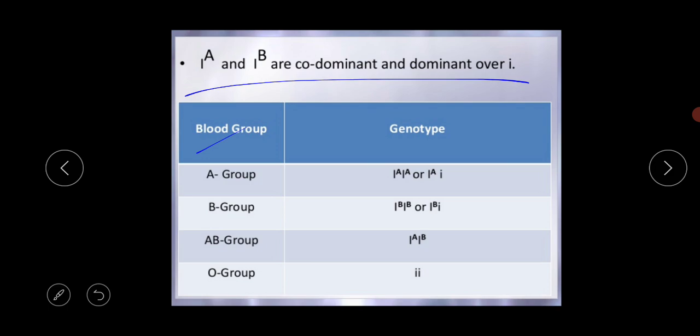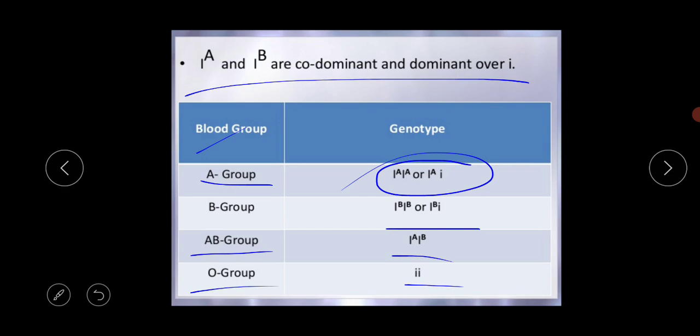So we have a total of 4 blood groups: the A blood group, B blood group, AB blood group, and the O blood group. You have to remember this chart, because many questions may come from this portion. The genotype of the A blood group is IAIA or IAi. The B blood group genotype is IBIB or IBi. The AB blood group means IA and IB, and the O blood group means only ii. Clear?